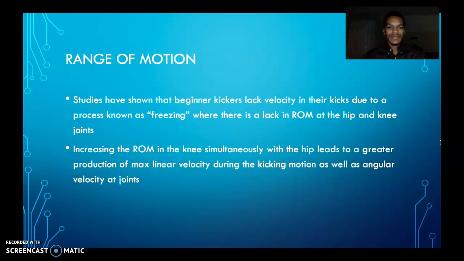It was also proven that increasing the range of motion in the knee simultaneously with increasing the range of motion in the hip leads to a greater production of max linear velocity during the kicking motion, as well as angular velocity at the knee and hip joints.